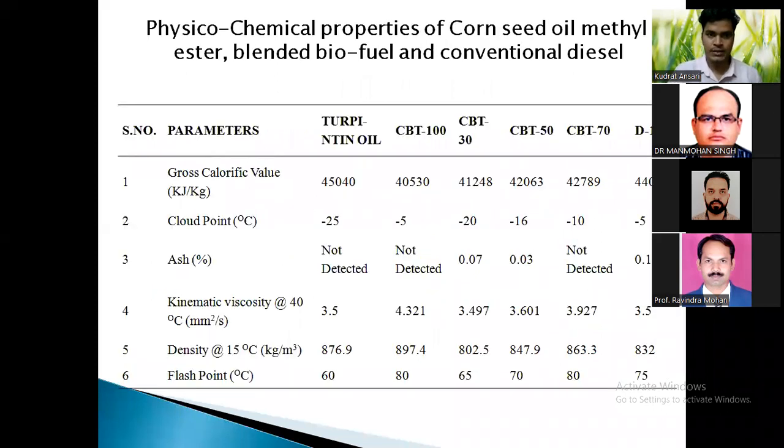This is the physicochemical properties table for corn oil seed methyl ester, blended biofuel, and conventional diesel. Again we have taken the parameters: gross calorific value, cloud point, and flash point, for CVT 100%, 30% blend, 50% blend, 70% blend, and D100, which means 100% natural diesel. All of these are given in this table.